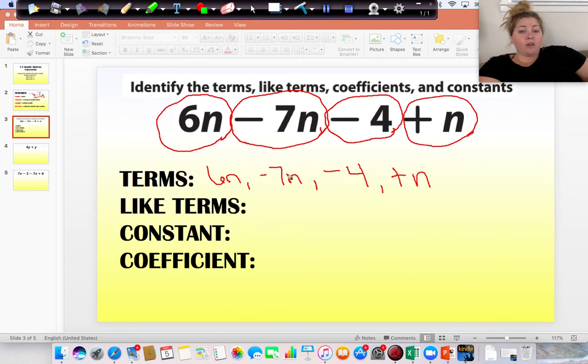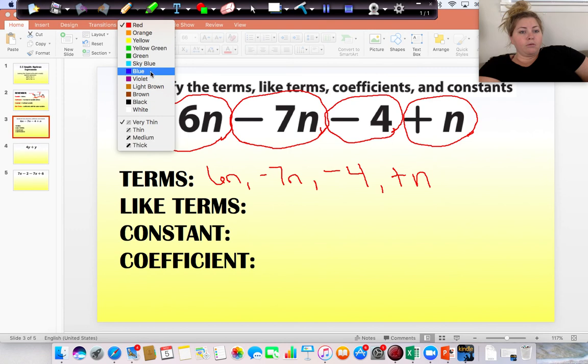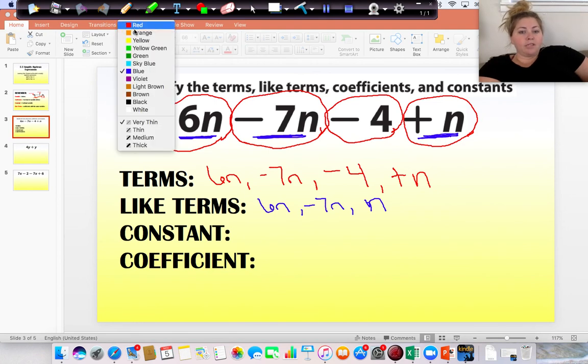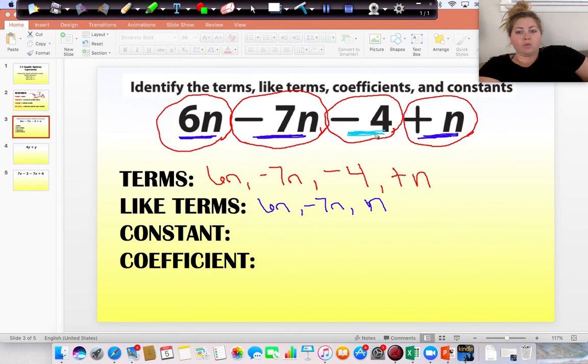Like terms are the terms that have the same variable. So our like terms here are 6n, -7n, and +n. Those are all like terms because they all have the same variable. Our constants are the numbers without variables. So -4 is our only constant. And our coefficients are just the numbers in front of our variables. So this is our coefficient, this is our coefficient, and this is understood to be 1. The 1 in front of it is understood. So we've got +6, -7, and a +1.